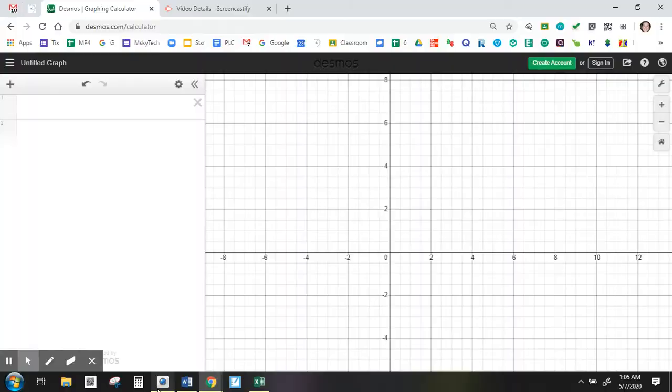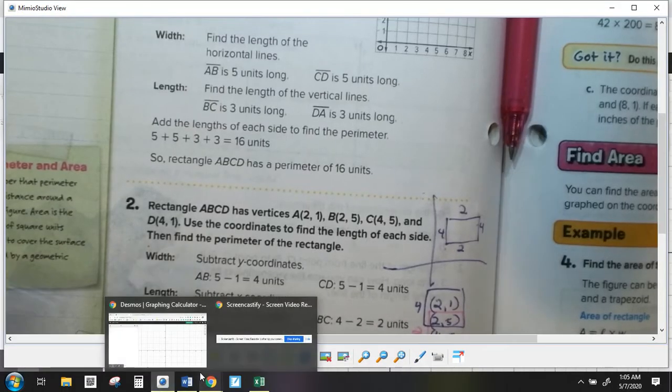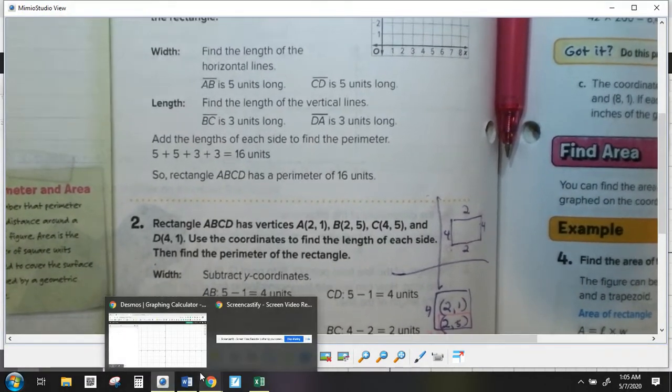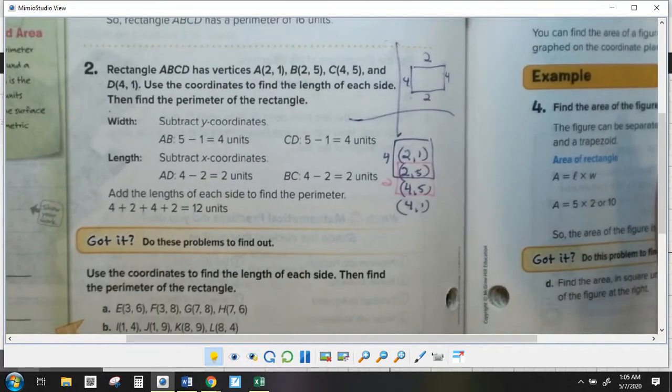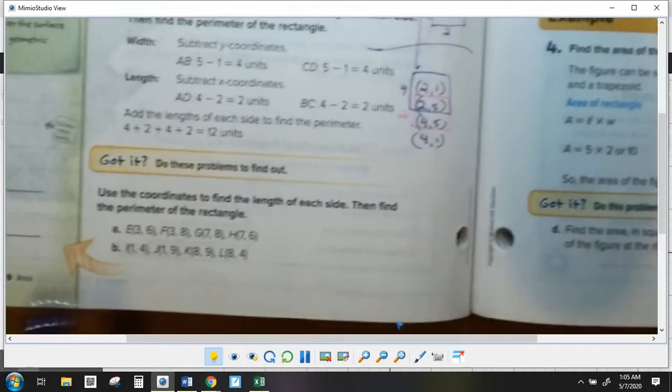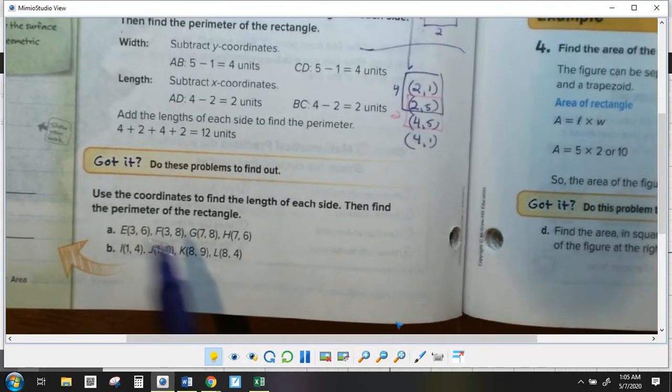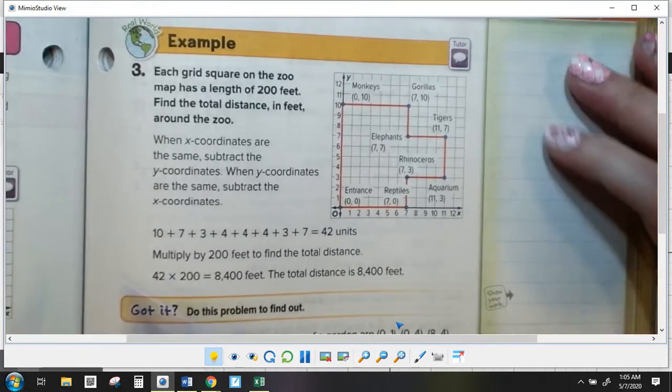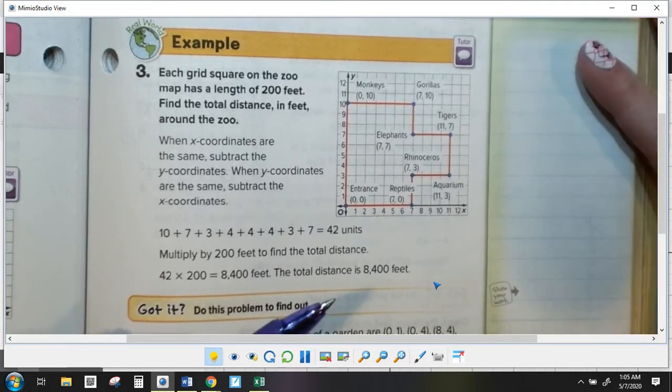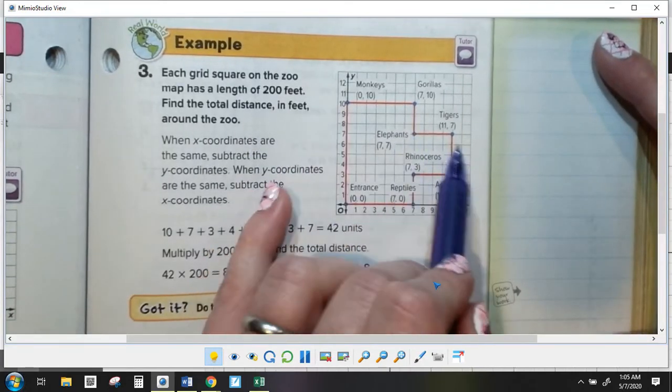Okay? All right, I'm going to jump back to the book. You might want to try the got it's at the bottom of the page. We'll go back to the got it to the bottom of the page. I want to shift over to the next page. They've given us everything we need. It's not a traditional rectangle, but you've got all of the points graphed.